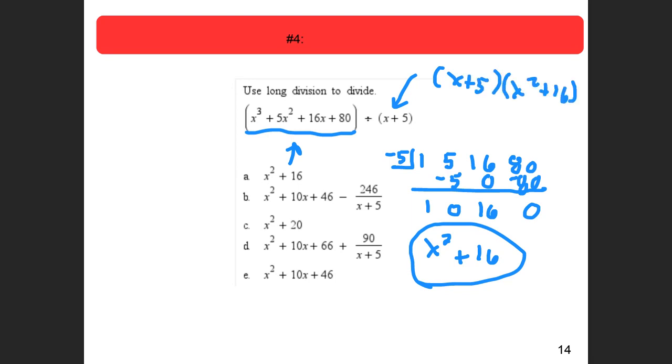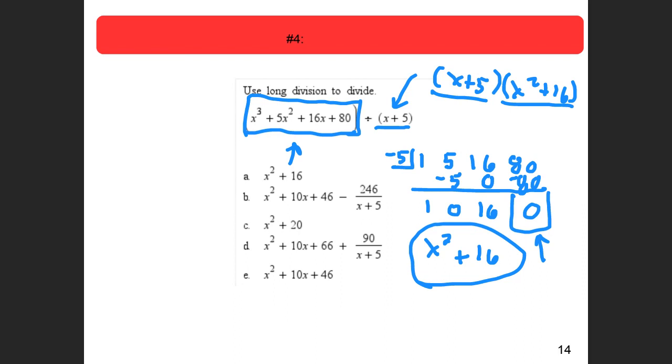Why do I know that? Because my remainder was 0. If you ever have a remainder of 0, that means what you were dividing into it is a factor, and what's left over is a factor. So this problem right here factors down to this. It's pretty cool. It's another way of factoring if you didn't know how to factor an x to the third type of problem.